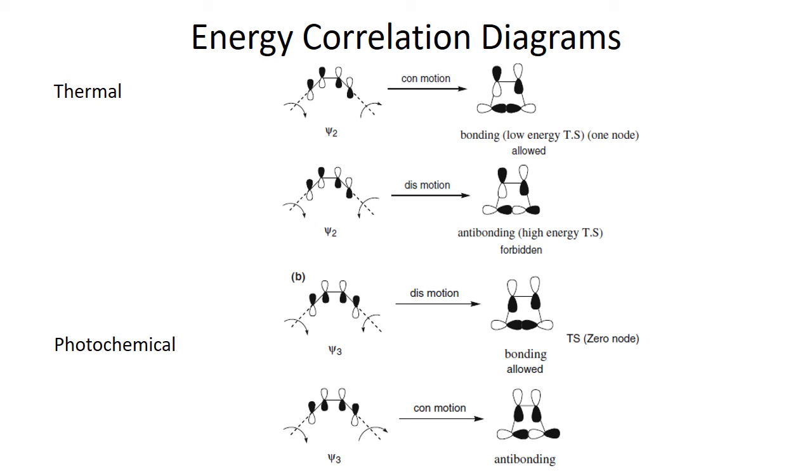So we said that the thermal 4 pi electrocyclization was not allowed. But what happens when we talk about a photochemical reaction? Basically in a photochemical reaction, electrons originally were in some energy levels, psi 1 and psi 2, or you can say pi 1 and pi 2 energy levels. There were 2 electrons in pi 1 and 2 electrons in pi 2.